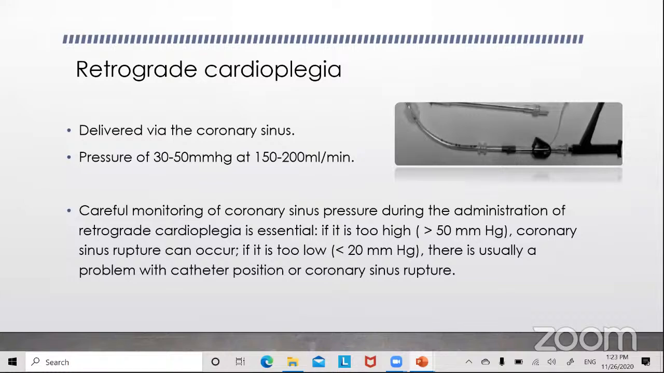If it's too high, more than 50, coronary sinus rupture can occur. If it's too low, less than 20, there is usually a problem with catheter malposition. It might indicate that the balloon is not inflated or not occluding the coronary sinus, or it might indicate that coronary sinus rupture has occurred. So if coronary sinus rupture happens when the pressure exceeds 50, the perfusionist might note a high pressure, then low pressure as a consequence of the acute perforation.